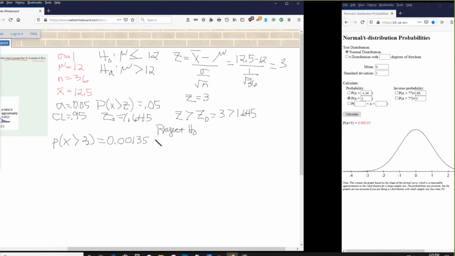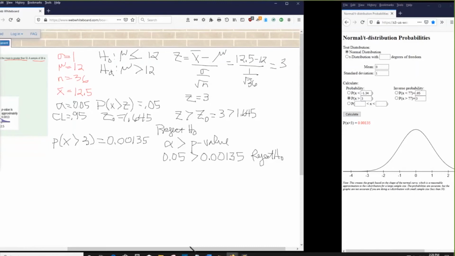Then once again, in order to compare this, we want to know if alpha is greater than our p-value. Our alpha we were given as 0.05. That is going to be greater than our p-value of 0.00135. So that tells us to reject our null hypothesis.